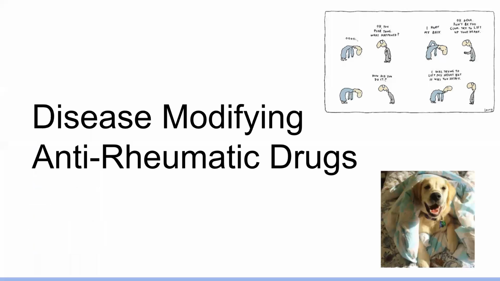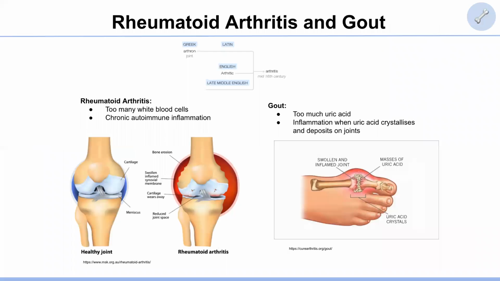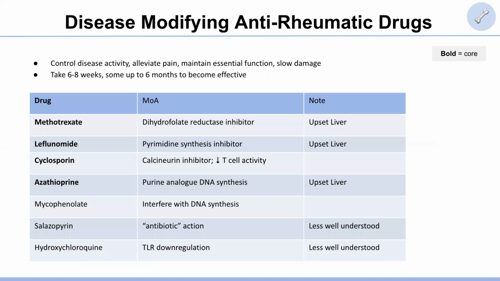Perfect. Let's talk about DMARDs next. So we'll focus on rheumatoid arthritis and gout. Rheumatoid arthritis is chronic autoimmune inflammation, which results in too many white blood cells. Gout is too much uric acid and inflammation resulting from uric acid crystallized and deposited on joints.